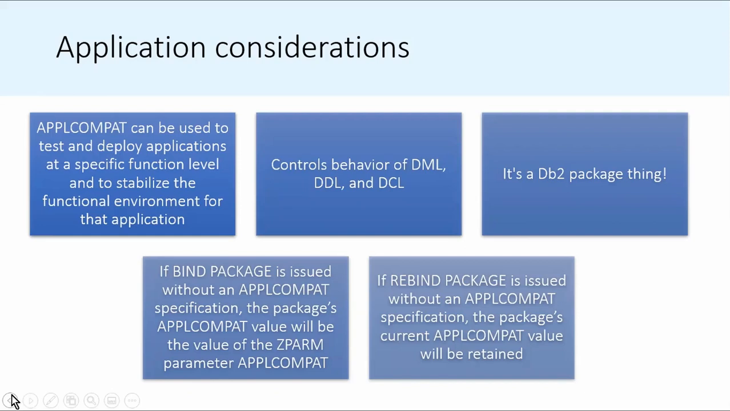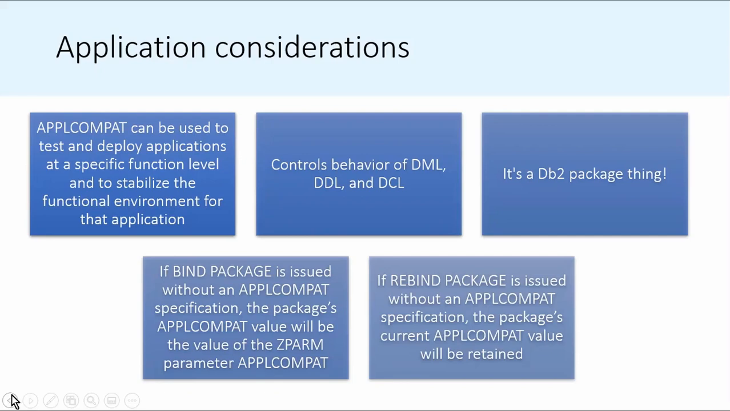If you are writing a new program and you're going to bind the package for that program and you don't specify APPLCOMPAT, that package will receive the APPLCOMPAT value that's in the APPLCOMPAT entry for the subsystem parameters, the DSNZPARM. So I've got a new package. I somehow neglected to specify APPLCOMPAT. I'll pick up whatever's in zparm.